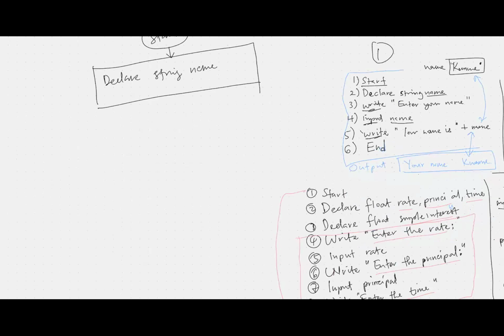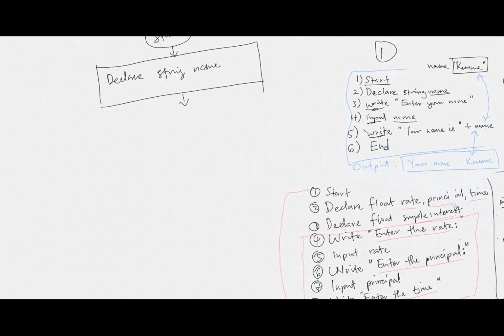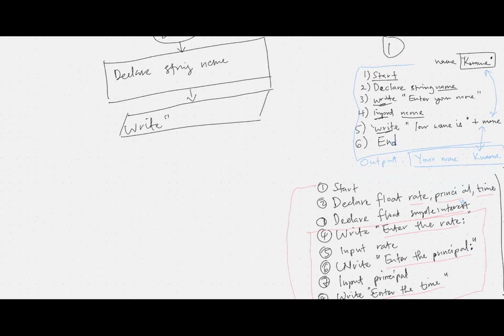A parallelogram. So you slant the rectangle a little before you join it together. Then you write, enter your name. Then the second one, input. What shape? Rectangle. A parallelogram.